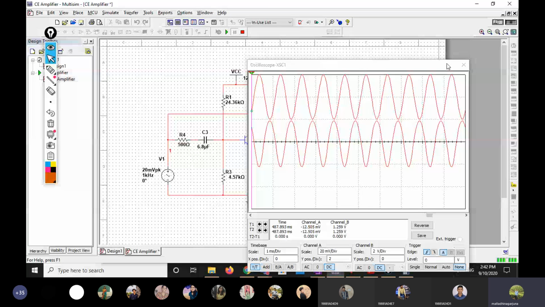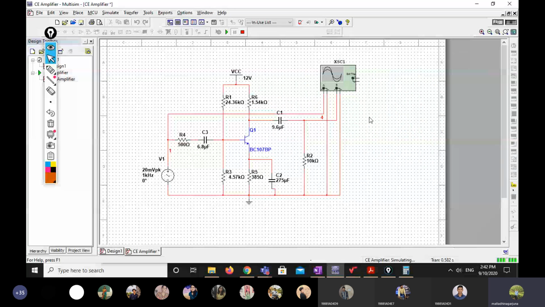Any doubts in this CE amplifier? Any doubts?